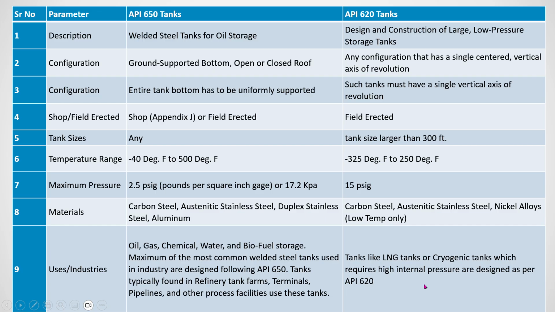LNG has high vapor pressure, so internal pressure will be there. Cryogenic tank also, and ammonia tank, also have internal pressure, because you have to store it in liquid condition. High pressure is required. That's why you have to manufacture the tank as per 620.